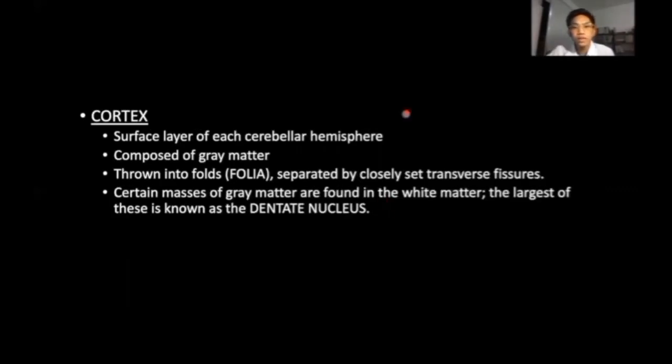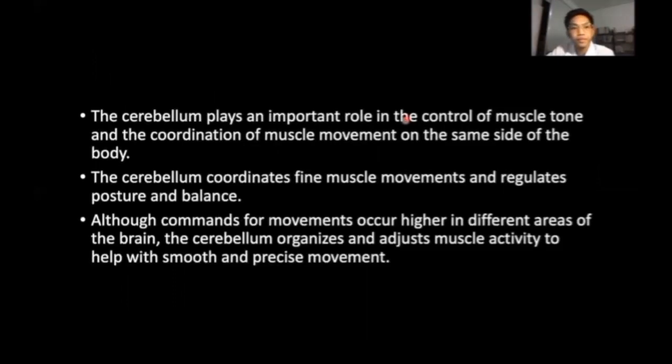Next. The cerebellar cortex is a surface layer of each cerebellar hemisphere. It is composed of gray matter and it is thrown into folds, which we call folia, separated by closely set transverse fissures. Certain masses of gray matter are found in the white matter. The largest of these is known as the dentate nucleus.